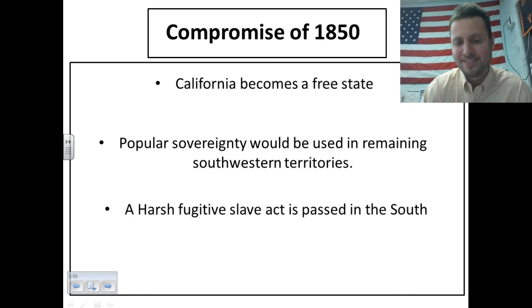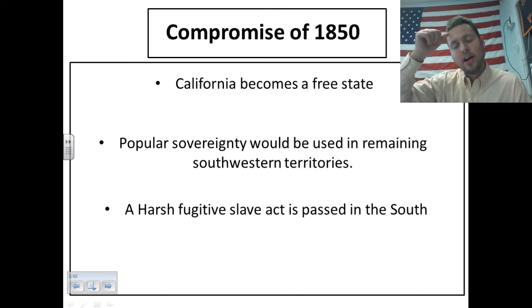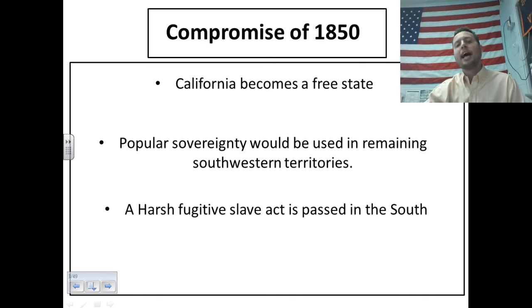Let's do the third one. A harsh fugitive slave act is passed. This is a law that said that if you were in the North, you had to turn in any person who was assumed to be a runaway slave. So it's catching runaway slaves living in the North and sending them back into slavery in the South.